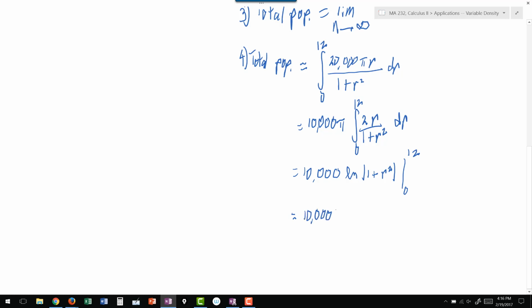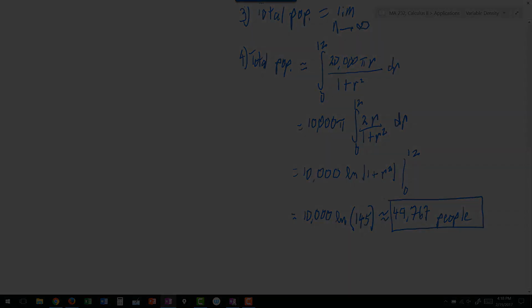So that'll give me 10,000 pi times natural log of 1 plus 12 squared, which is 144. Looks like I've left off the pi there accidentally. But the final result will be about 49,767. Remembering our units, the units are total people, or the population of the town, and that completes the problem.